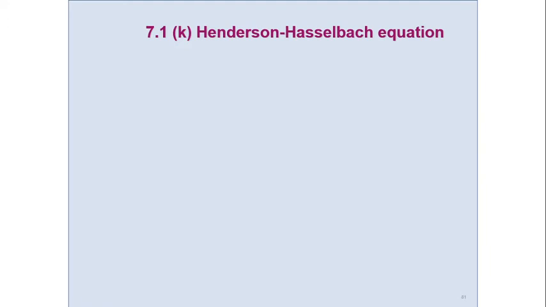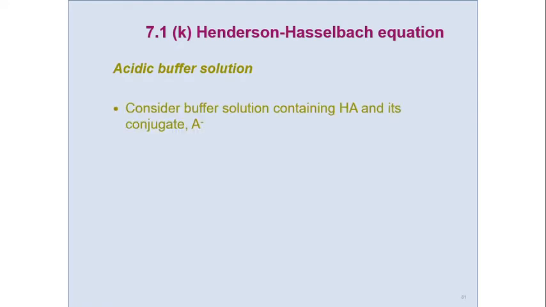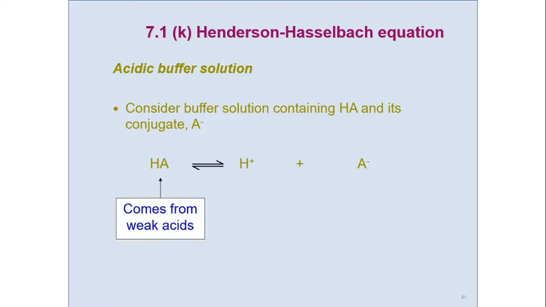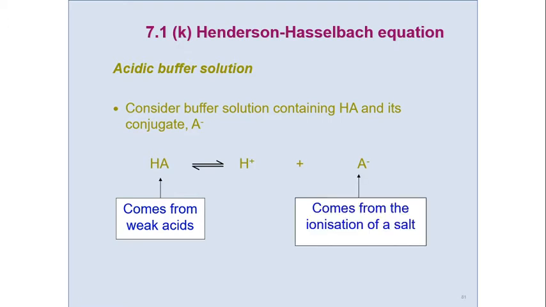Henderson-Hasselbalch equation. For an acidic buffer solution, consider it contains HA, a weak acid, and its conjugate base A minus. The equation will be HA dissociates into H plus and A minus. The HA comes from the weak acid and A minus comes from the ionization of a salt.